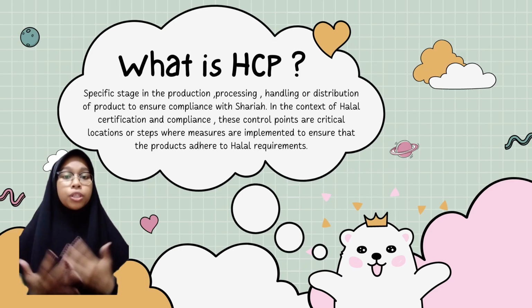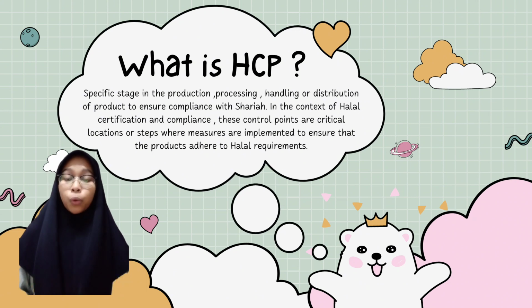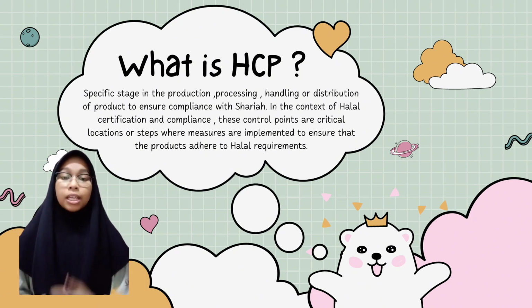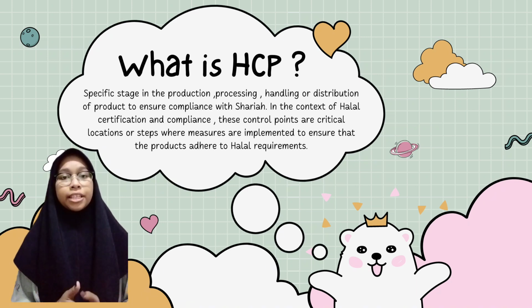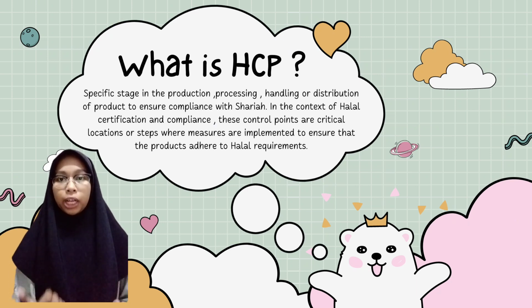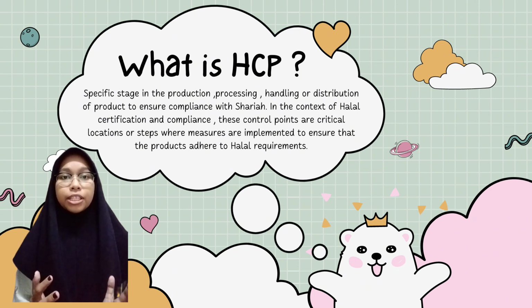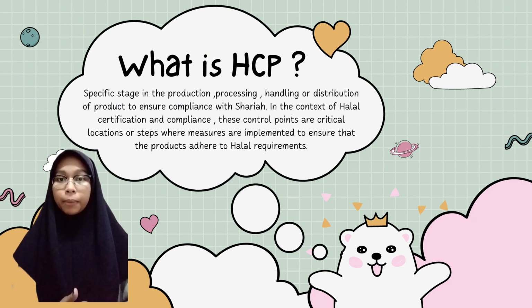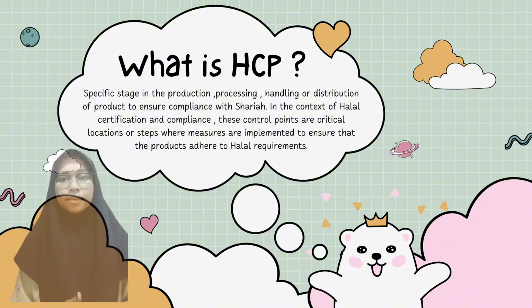So, before we go through our contents, we need to know what is halal control point first. So, what is halal control point? Halal control point is actually a specific stage in the production, processing, handling or distribution of product to ensure compliance with Sharia. In the context of halal certification and compliance, these control points are critical locations or steps where measures are implemented to ensure that the products adhere to halal requirements.